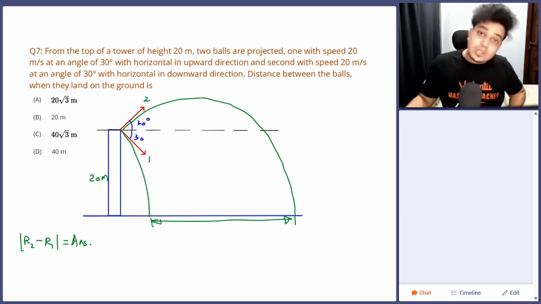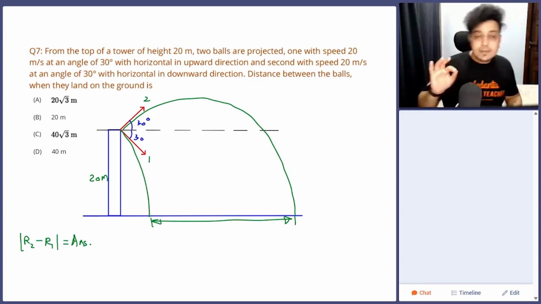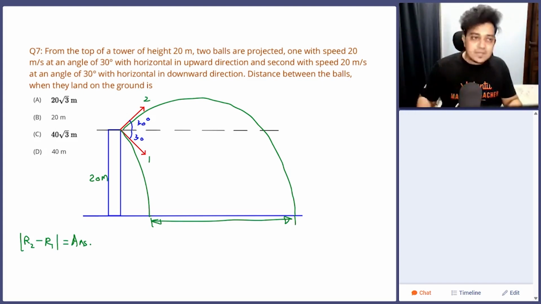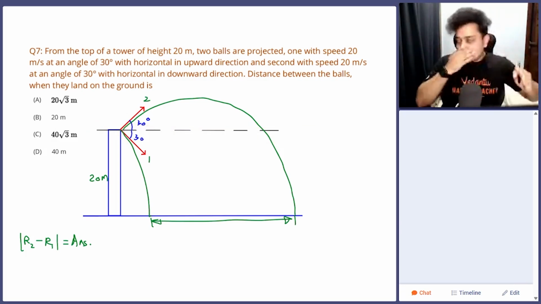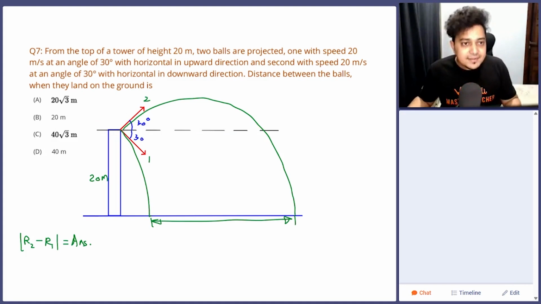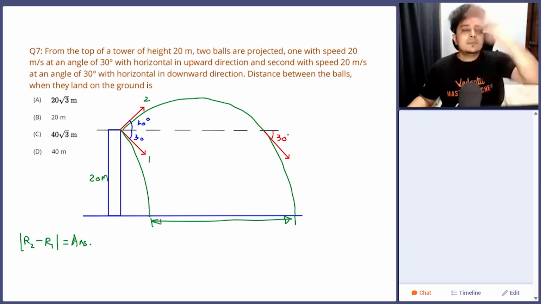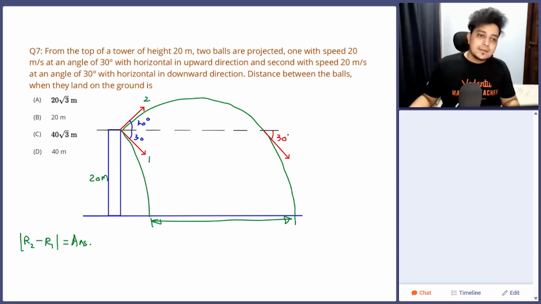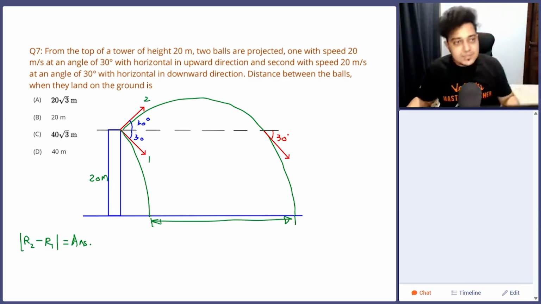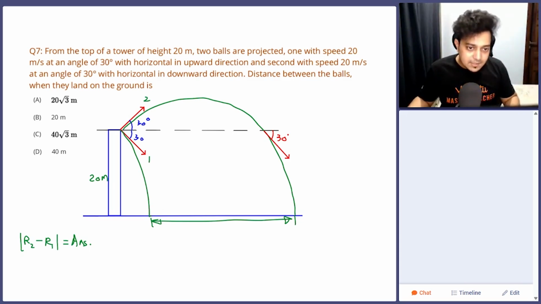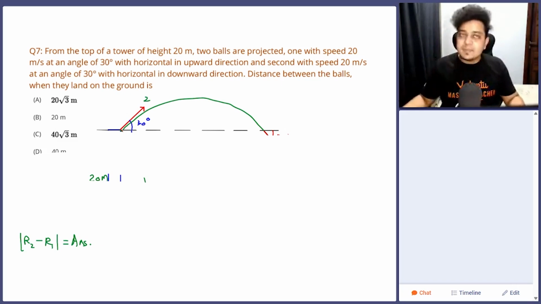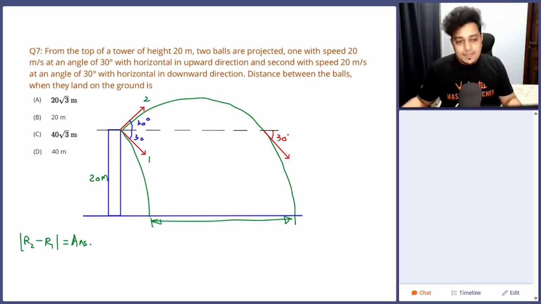But there is a shorter way to solve the problem, and the shorter way is by knowing projectile motion very well. So if you consider this level to be the ground, just stay with me. If you consider this to be level ground, then you know that if it is shot at an angle of 30 degree, it will again come back to the same level with the same speed and the same angle. Just instead of plus 30, it will be minus 30 now. Understood? So if I assume this to be the ground, then it will land with the same speed and same angle.